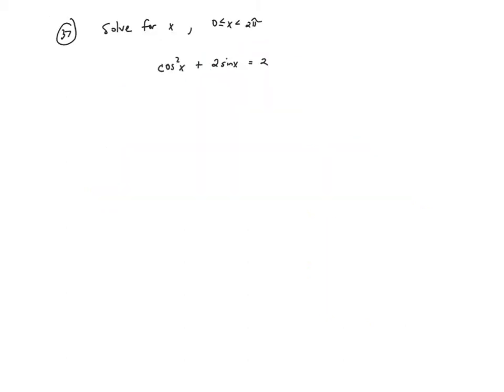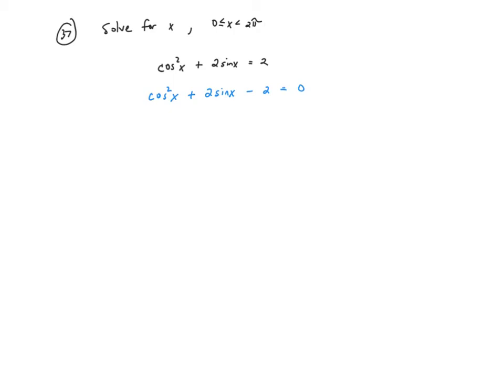Number 37, solve for x. 0 is less than or equal to x, and x is less than 2 pi. We're trying to solve the equation cosine squared of x plus 2 sine of x equals 2. First, subtract 2 from both sides so that we have trig equation equals 0.